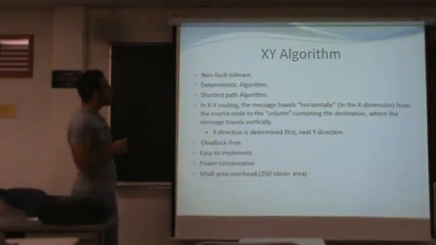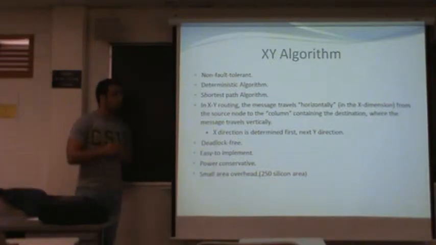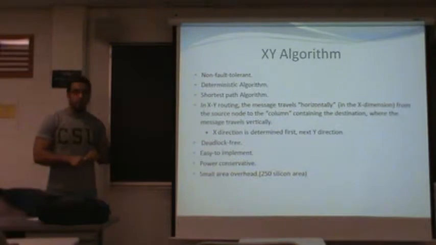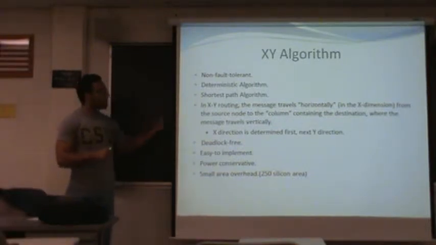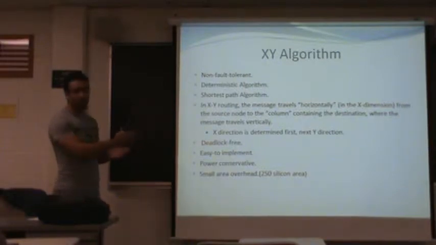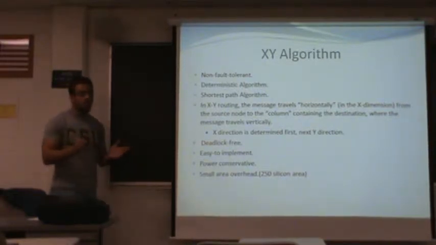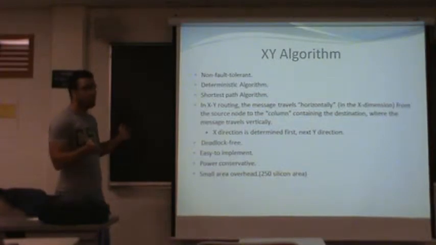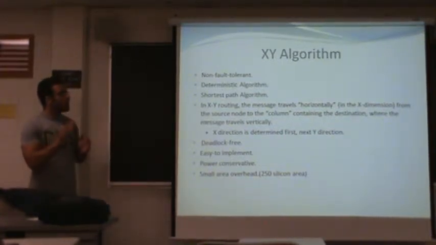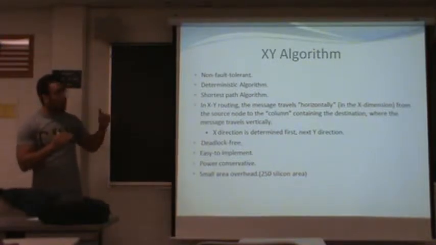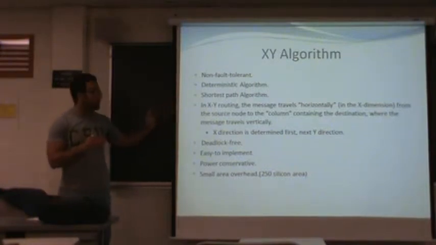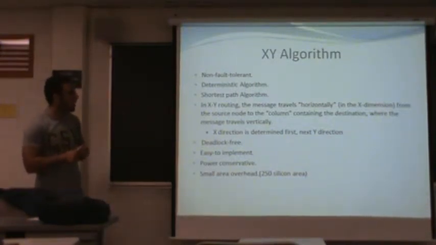The way that the XY algorithm basically works is, anytime we want to send a packet from the X source to a Y destination, we always take the X axis first. It doesn't matter whether we're going in the positive direction or the negative direction, but the main point is to take the X axis all the way until the offset is 0 and make one turn into the Y axis to get to our destination. This is basically how the XY algorithm works.